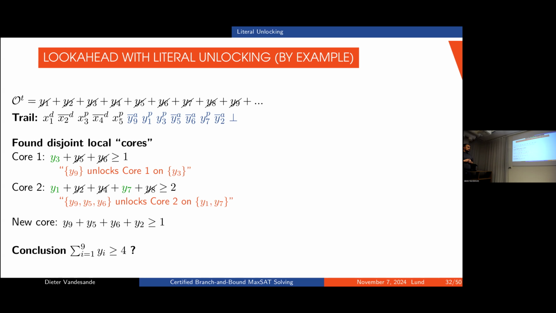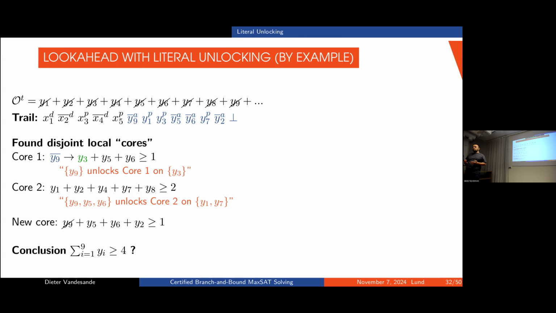So MaxCDCL now says, okay, I can conclude that y1 up to y9 needs to be greater than or equal to 4. Is that actually true? Well, let's think about it. What if y9 would be true? Well, then clearly we have 1 of the first one, 2 of the second one, and y9 is true. So indeed, we have a lower bound of 4. So let's assume y9 is false. Then y3 is propagated.